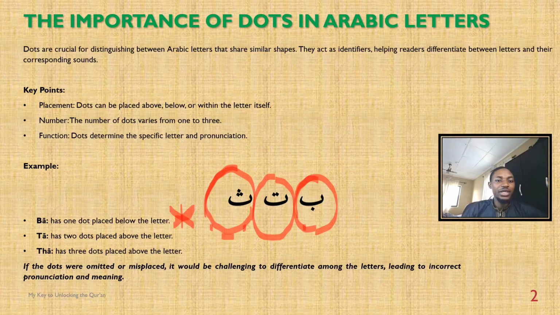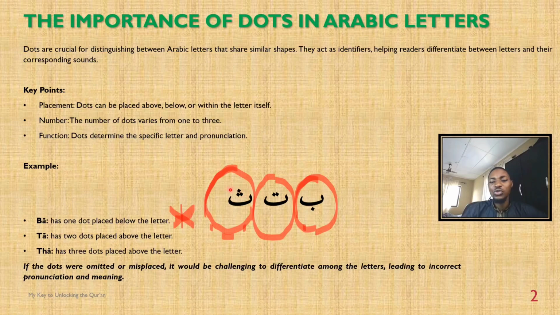Okay, so we said here, ba has 1 dot placed below the letter, which is this. Ta has 2 dots placed above the letter. You can see 2 dots. All right, and tha has 3 dots placed above the letter. These are the 3 dots.